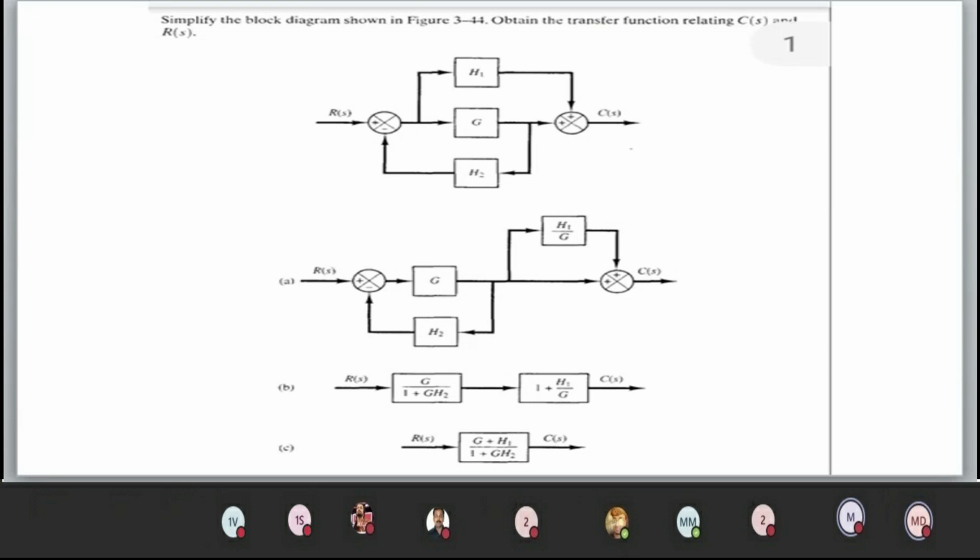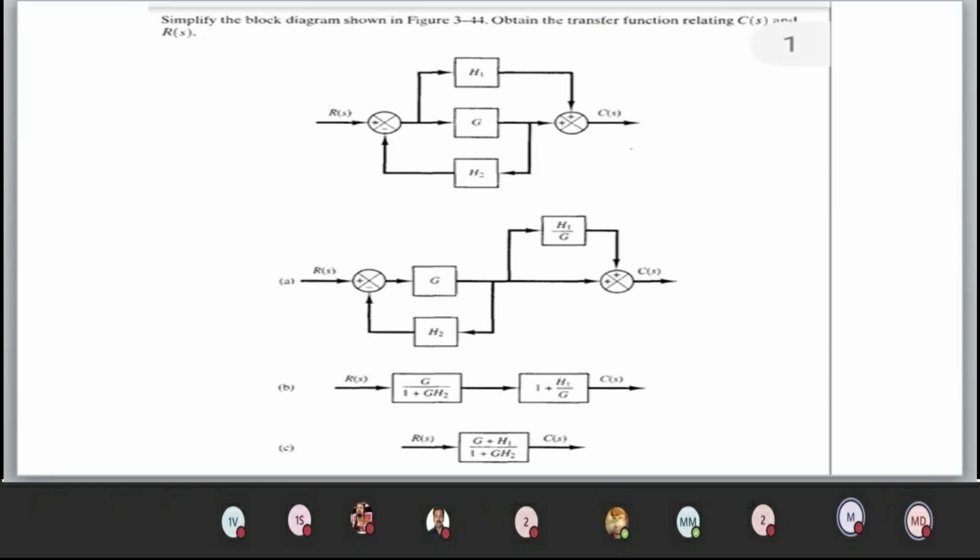Here you have 3 blocks H1, H2, G, and you have 2 nodal points or 2 takeoff points, and 2 summing points. C of S is output, R of S is input. Obtain the transfer function. And kindly understand, the ultimate goal of all block diagram reduction rules, of problems related to block diagram reduction, is to determine the transfer function.